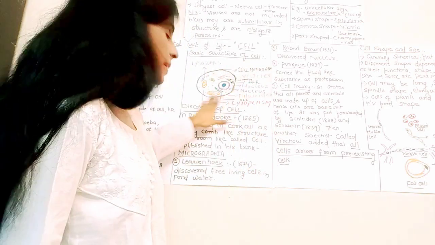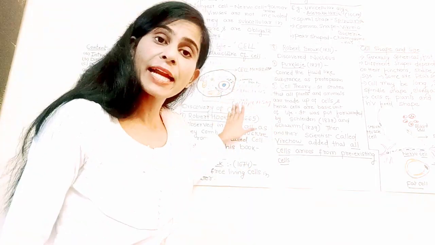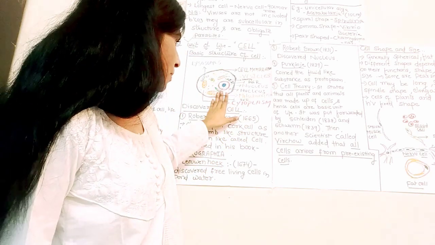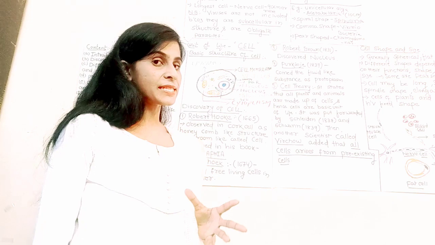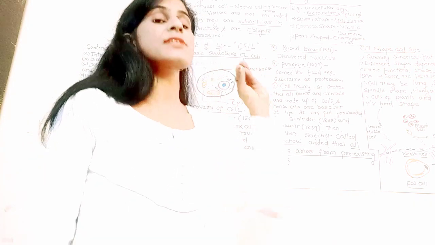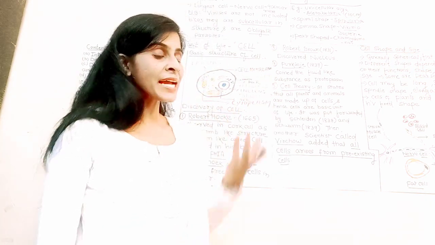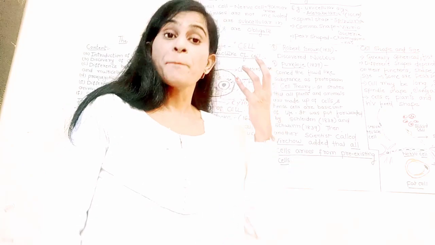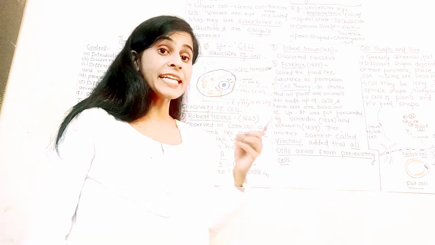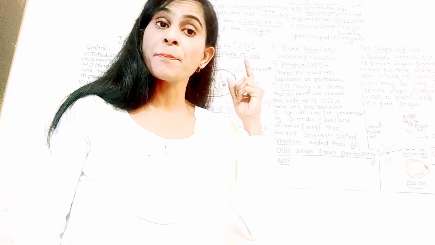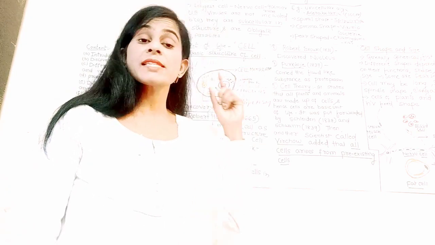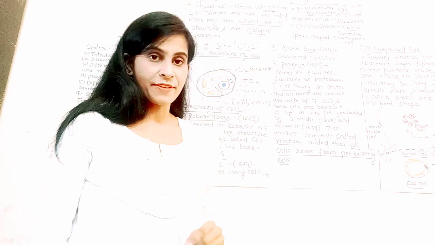It has an outer boundary, and that boundary is called the plasma membrane, inside which a fluid-like structure is present. That fluid-like structure is called cytoplasm. Inside that cytoplasm, the brain of the cell is present, and that is called your nucleus. Yes, the nucleus is called the brain of the cell, because it performs all the activities.